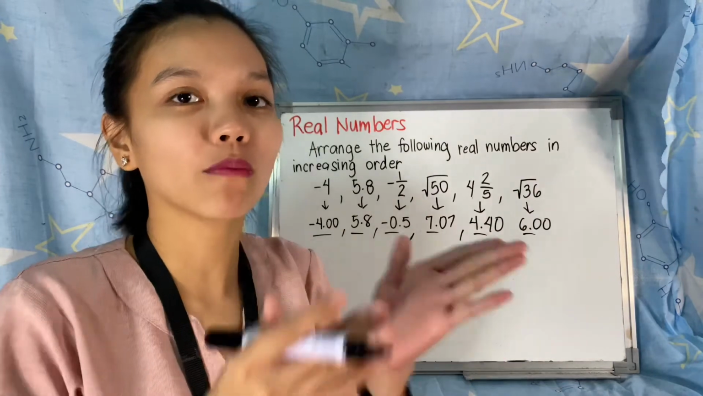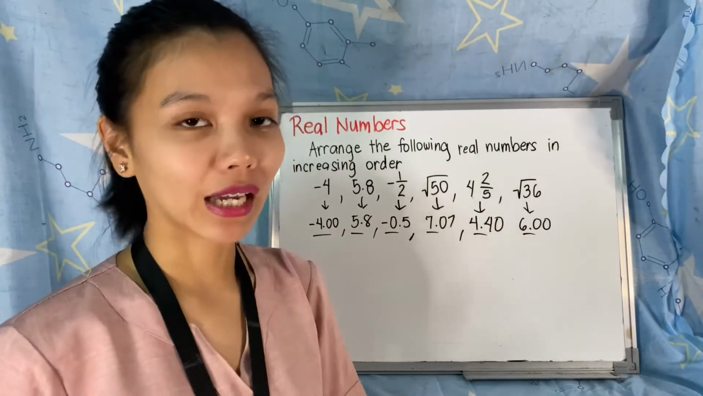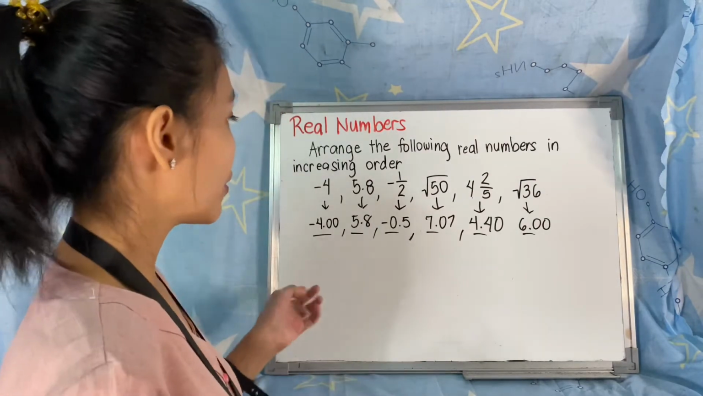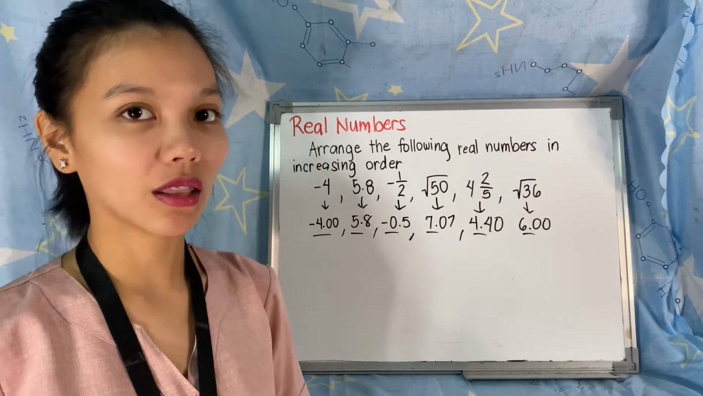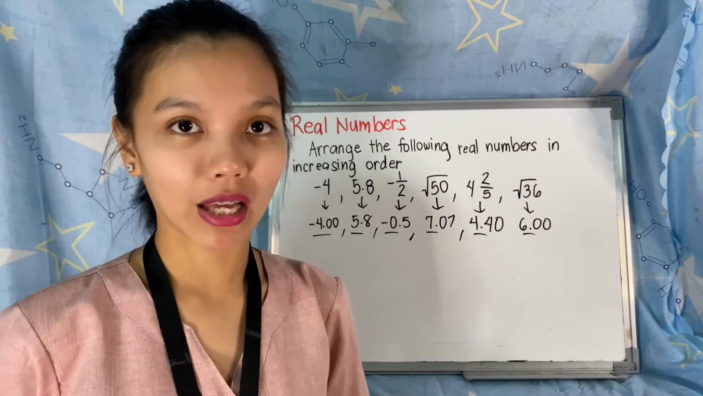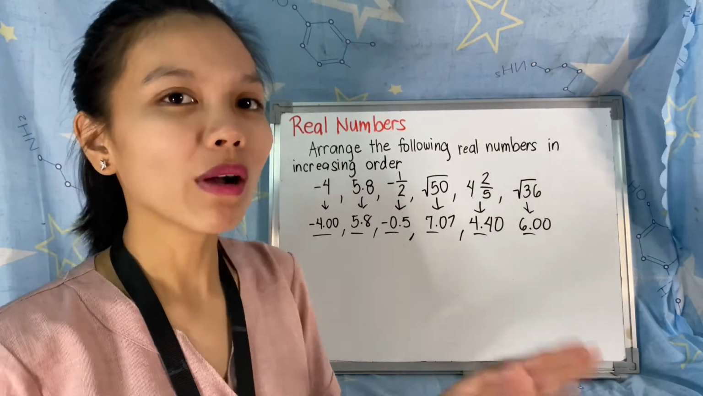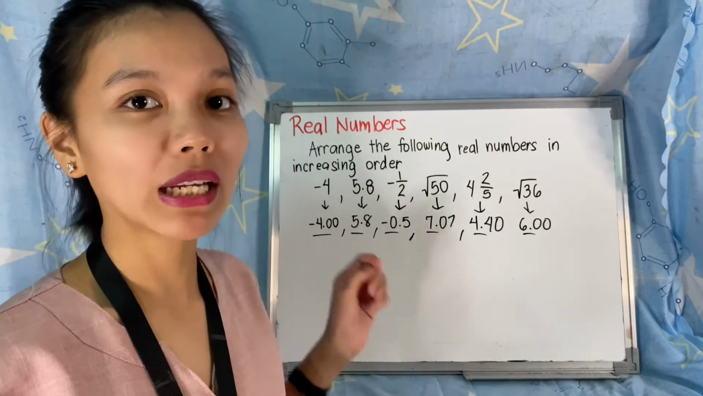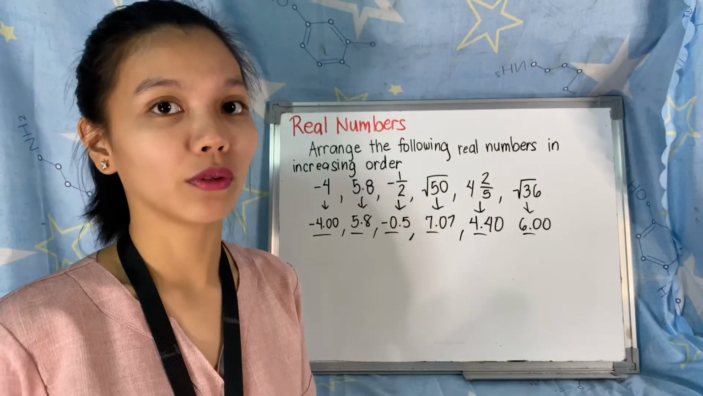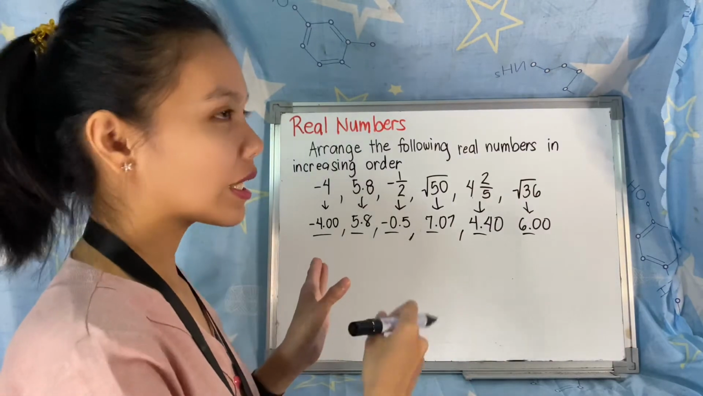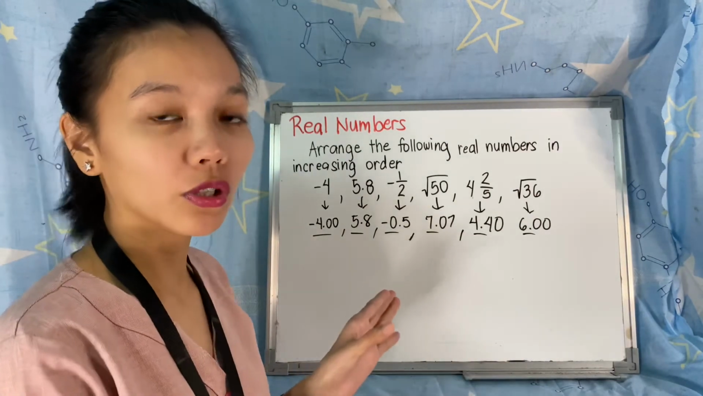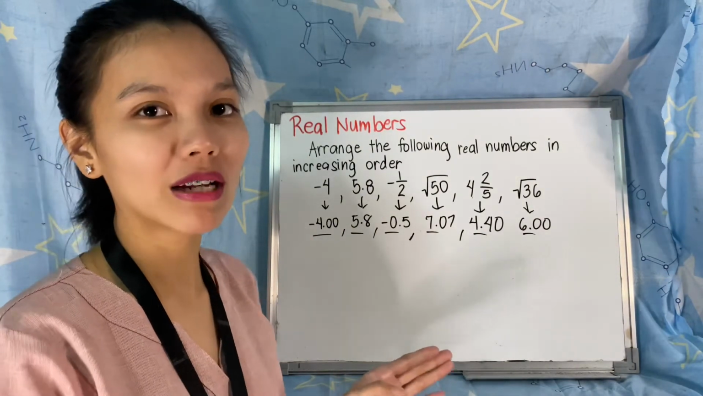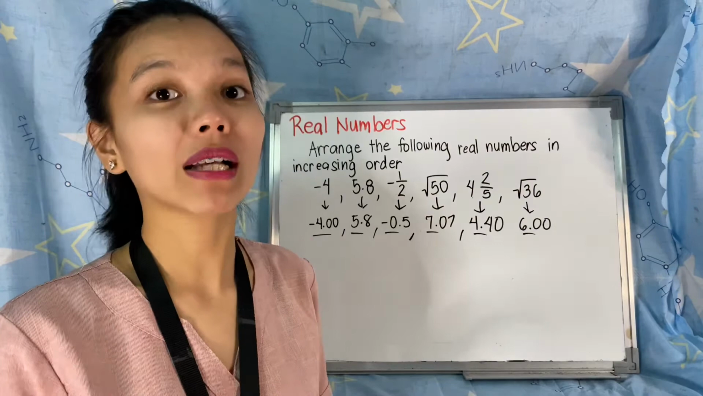So, ibig sabihin, simula sa maliit, papalaki. Or simula sa pinakamababa, papataas. So, first, alin dyan yung may pinakamaliit na value? Siyempre, dun tayo sa negative. So, once na lumalayo siya sa 0 dun sa number line natin, the more na lumiliit yung kanyang value. So, once na nag-a-approach naman siya sa 0, yun ay sa negative number. Once na nag-a-approach naman siya sa 0, o mas lumalapit siya sa 0, yung value niya mas lumalaki.